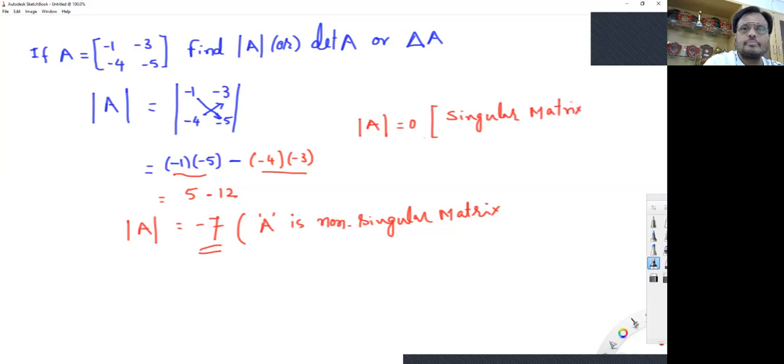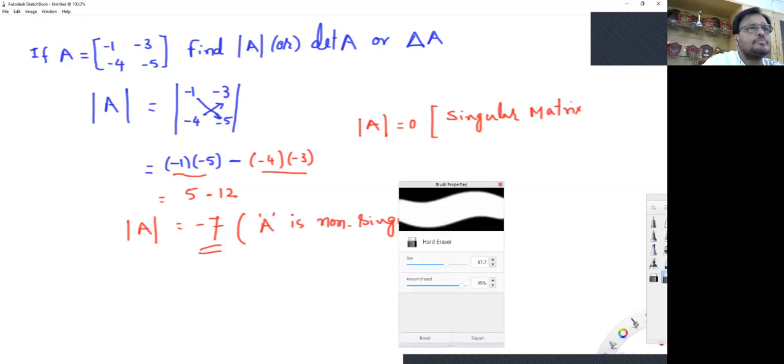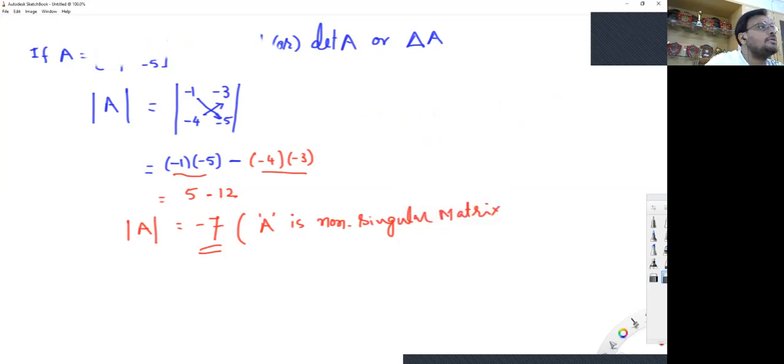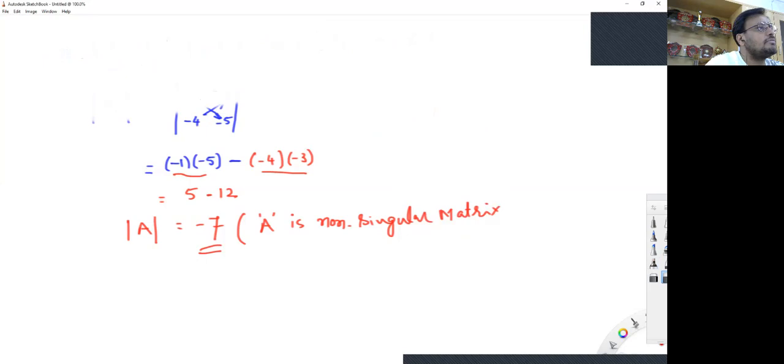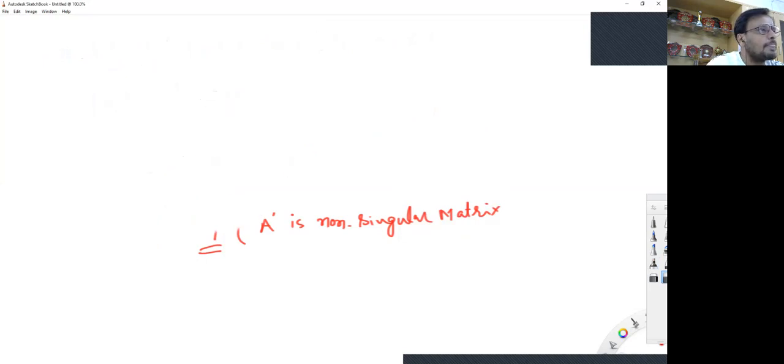So dear students, to evaluate the determinant of a second order matrix, it is the product of principal diagonal elements minus the product of secondary diagonal elements. But still, if you want, we can take one more example of how the evaluation of a second order determinant can be calculated.